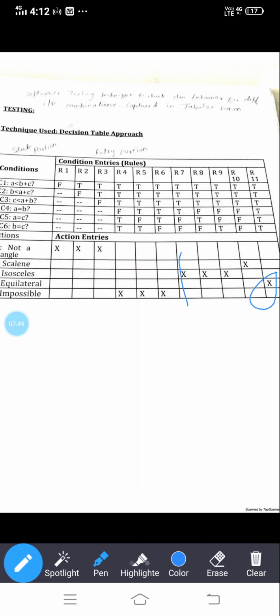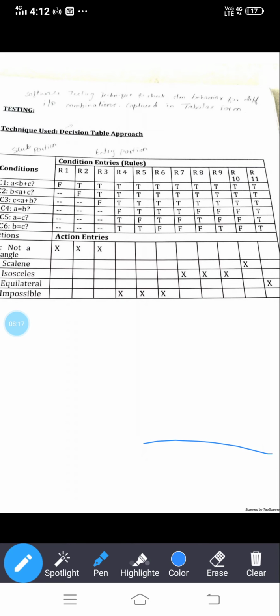So like this you have to do it on a trial and error basis, and for that particular rule, or for those conditions, what actions are going to be executed, that much you have to write. That is the decision table, that's all. Depending upon the conditions and the rules, what decision the program is going to take, what action is going to be executed, that much you have to write. That is decision table testing. That's all there is about the decision table.